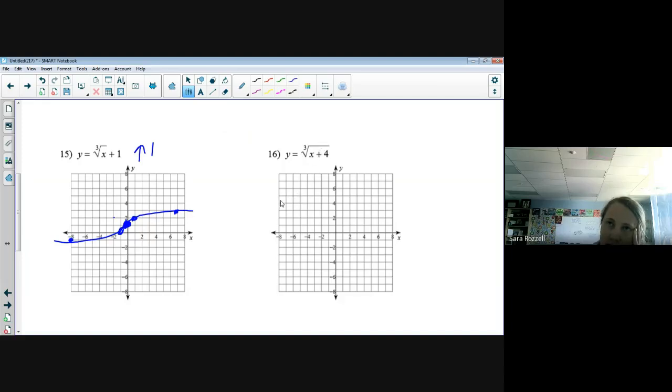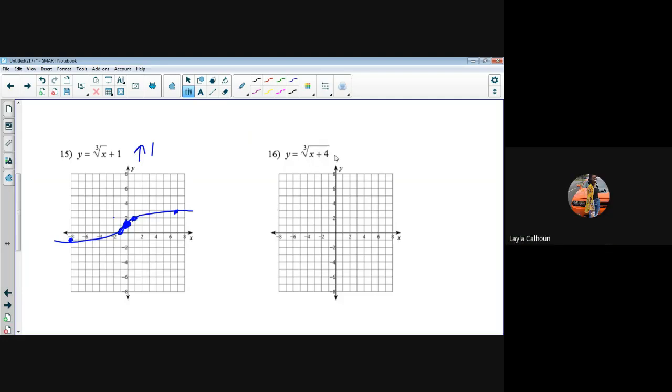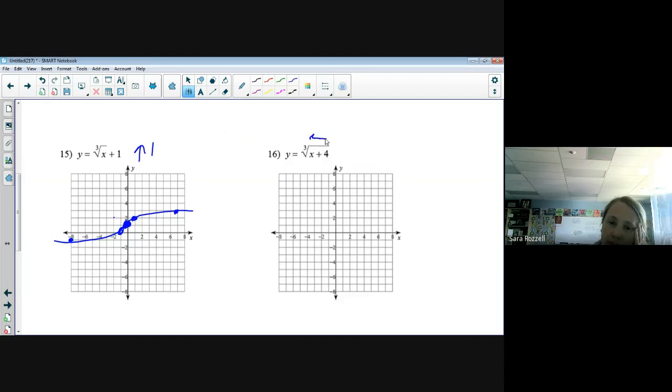Which way are we moving on 16? A plus 4, yeah, we're going to the left 4. Left 4, that's our center. Then we do our points here and go over 8 up 2. I'm not going to make you draw any of these by hand, so it's okay. Just be able to identify that this one went 4 over. So you're just getting that very center point to move about.